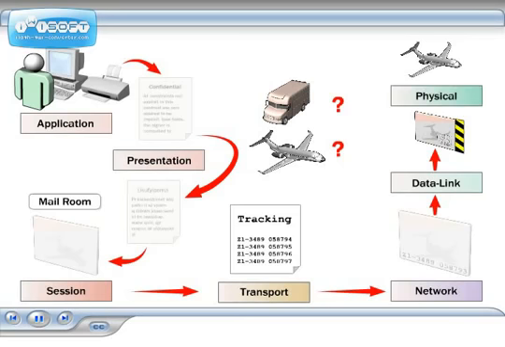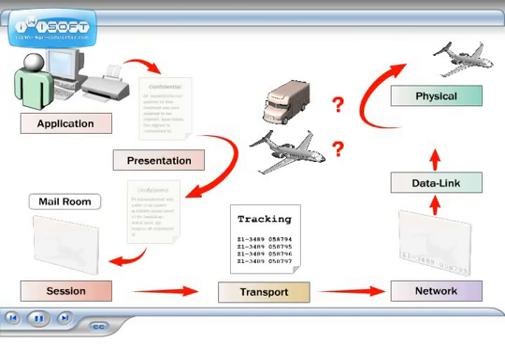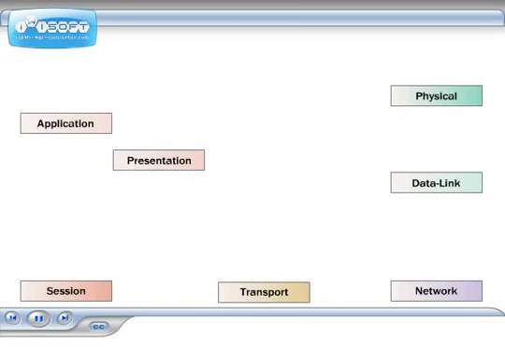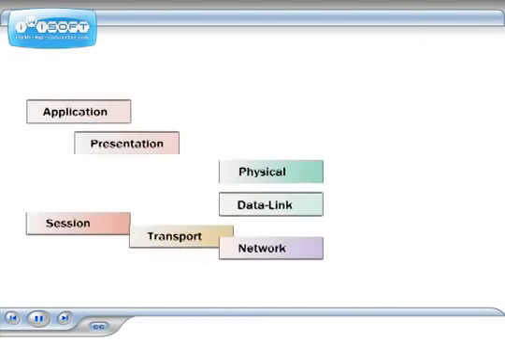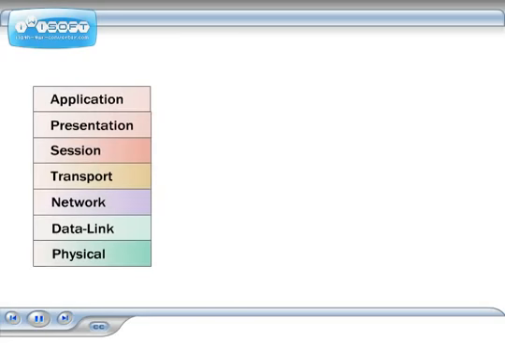The physical layer is the last stage. The envelope is put on an airplane and taken to its destination. This is similar to putting the packet onto the network cable at the physical layer of the OSI model. When you put the 7 stages together, you have the 7 layers of the OSI model.